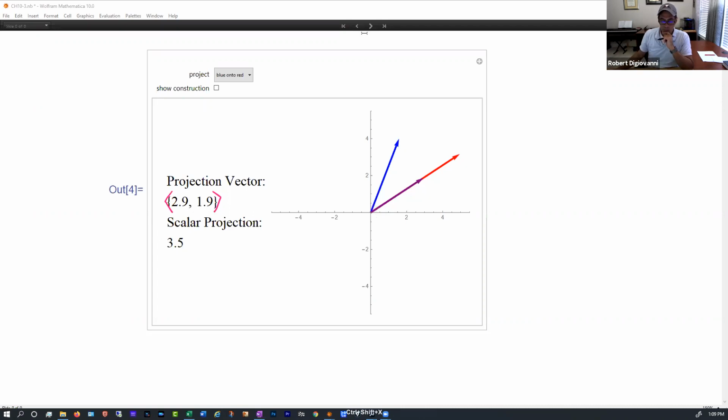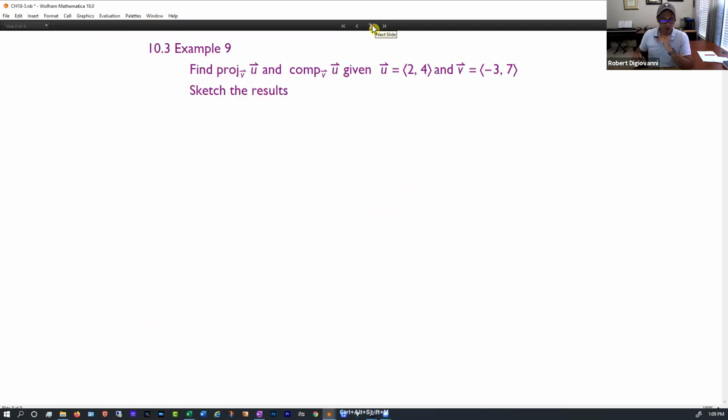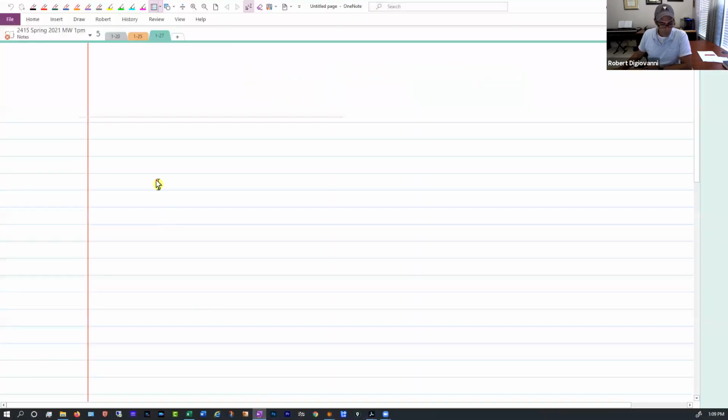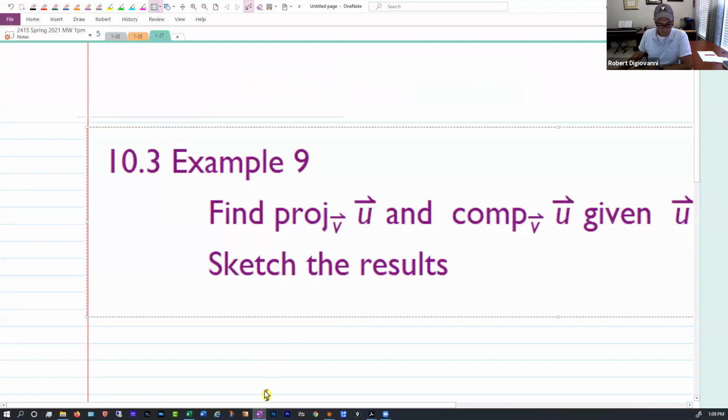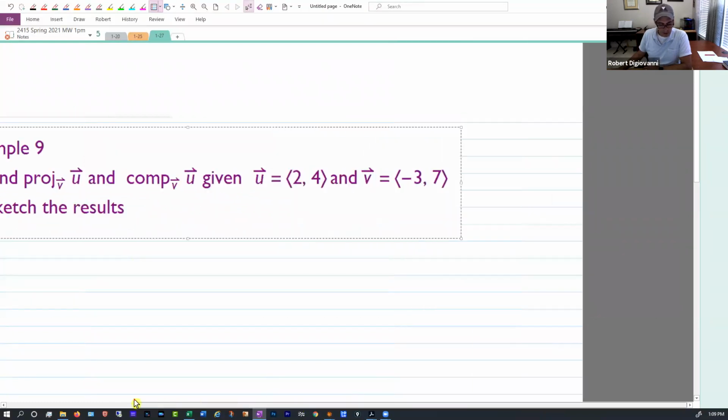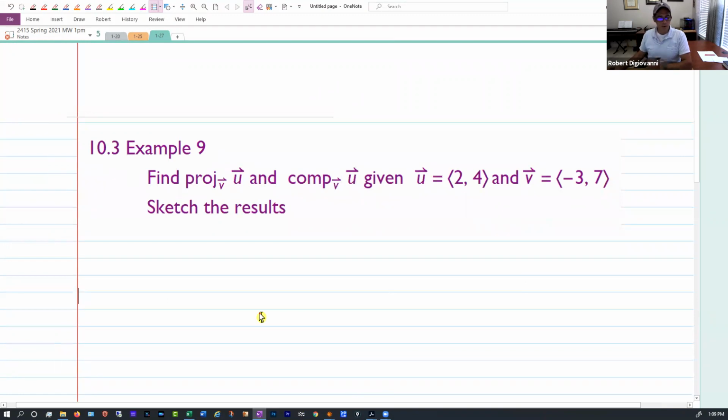All right, so our turn. Find the projection of u onto v, find the component of u onto v, given these two vectors. So let's start with the first one. Let's do the projection. You know what I'm gonna do? I'm gonna copy this. This is very computational. There's no magic happening here. There's no real deep thinking. Okay, we just need to be able to apply the two formulas. So why don't we just jot down the formulas here?